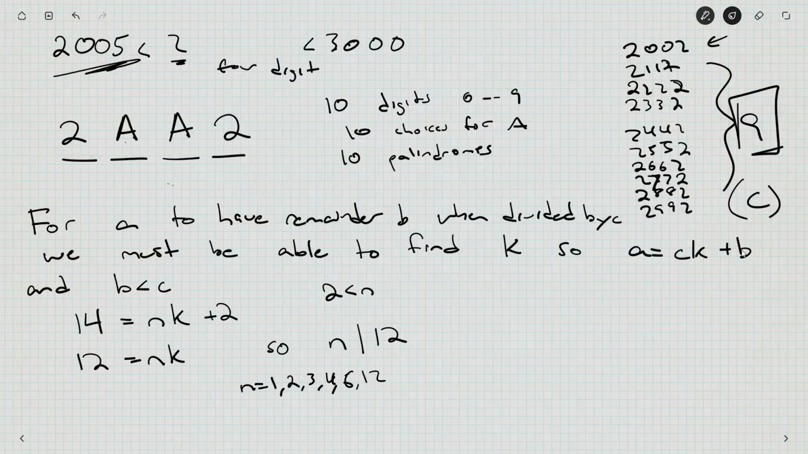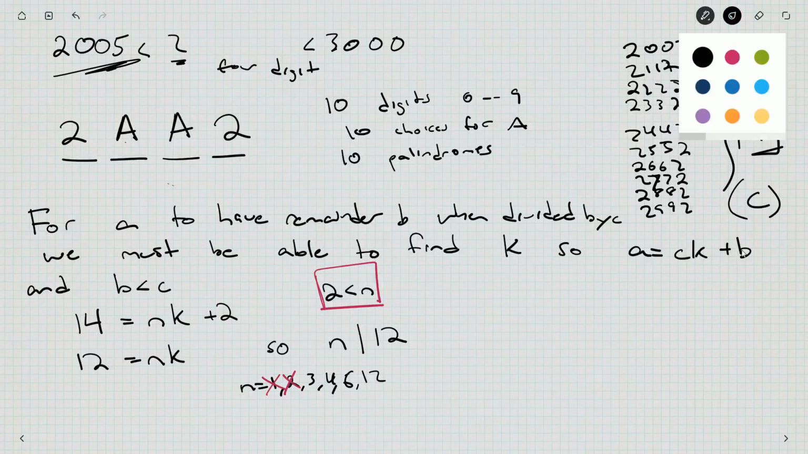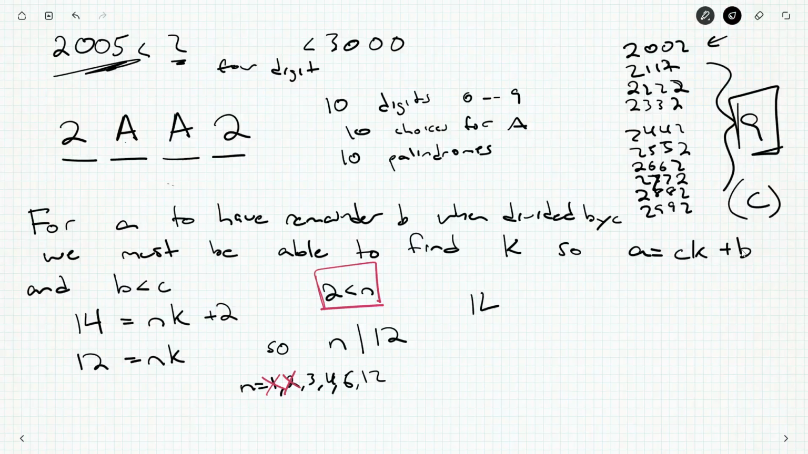But 2 of those, 1 and 2, fail this rule. So it looks like 3, 4, 6, and 12 are the only ones that work. And if we want to, we could even check: 14 divided by 3 does leave a remainder of 2. 14 divided by 4, yeah, it's going to be a remainder of 2. All of these are going to work.